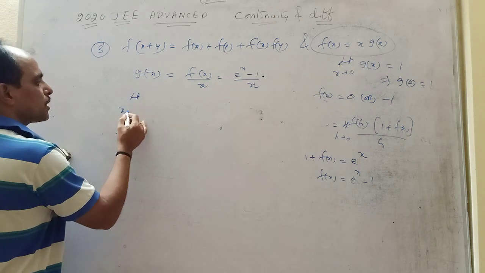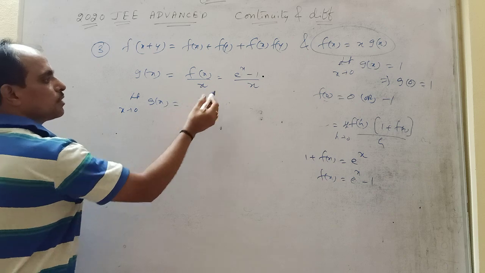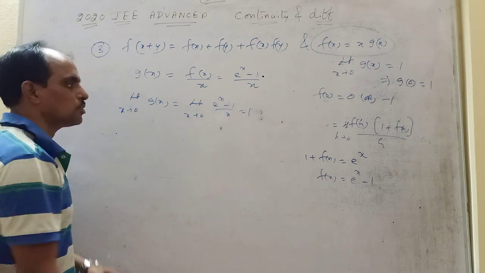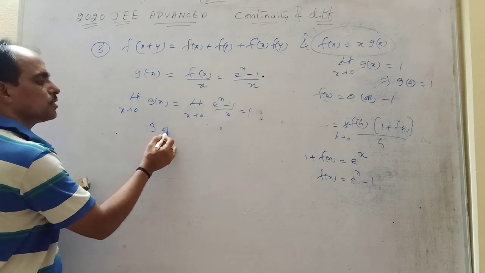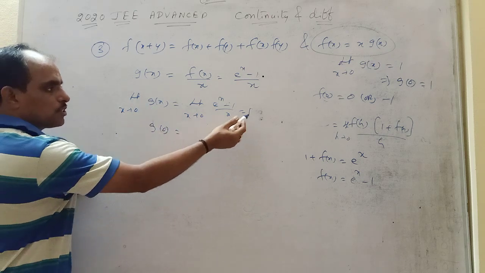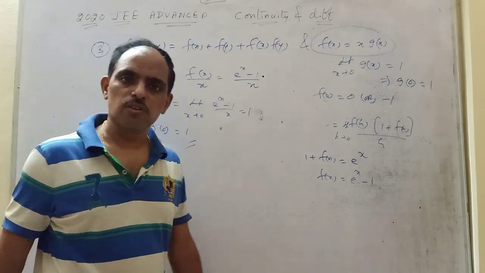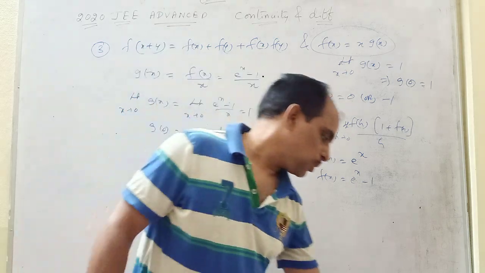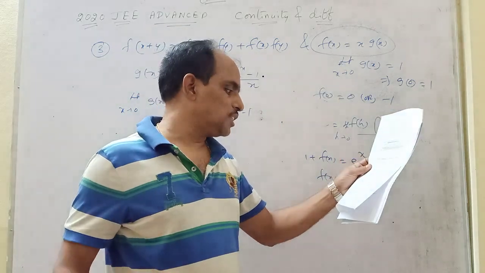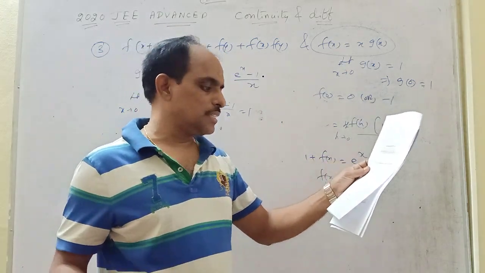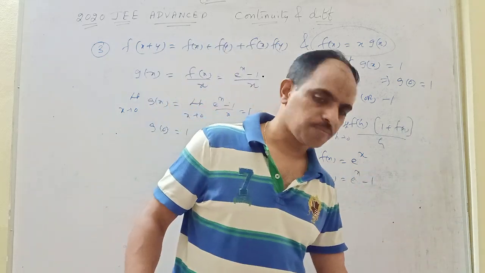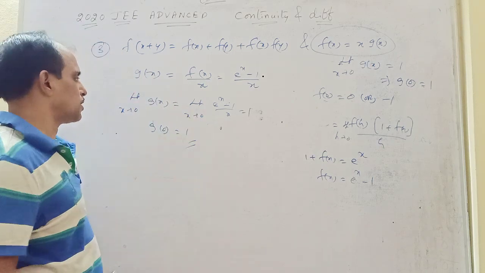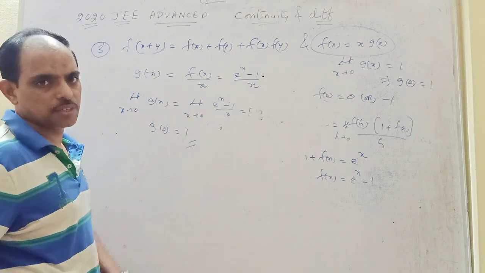Now limit as x tends to 0 of g of x. So this is also limit as x tends to 0 of e power x minus 1 by x, that is equal to 1. This is nothing but g of 0. Am I right? So g of 0 is equal to 1. That is also correct. Now I am going to prove the option: if g of 0 is equal to 1, is g differentiable everywhere or not? I am going to find out whether g of x is differentiable or not.